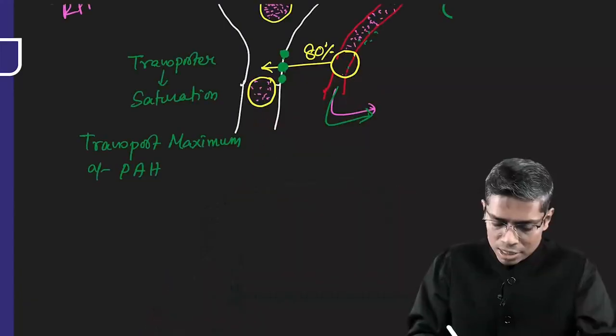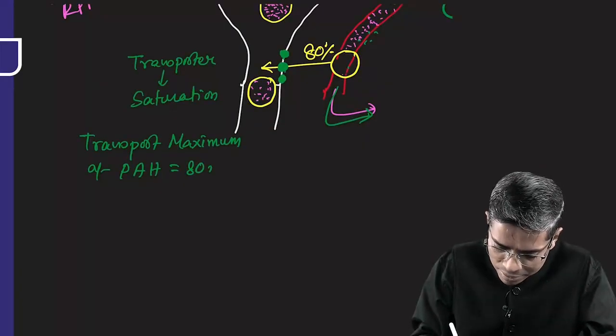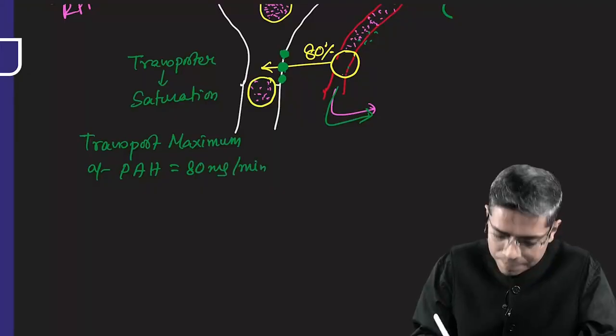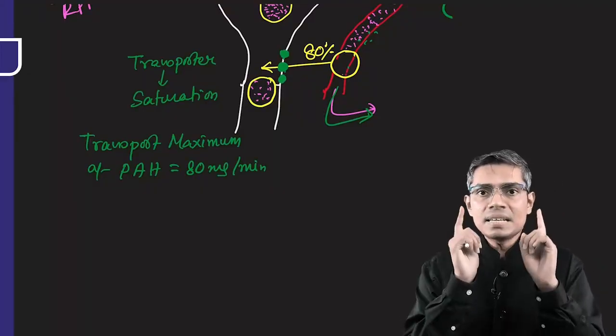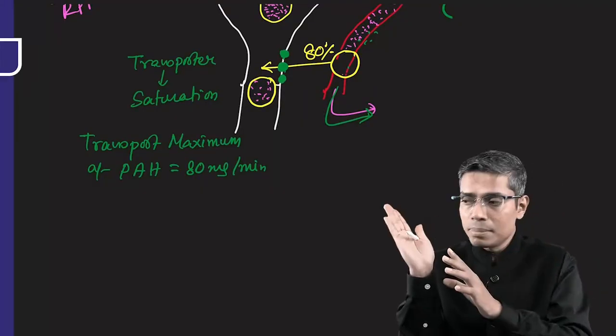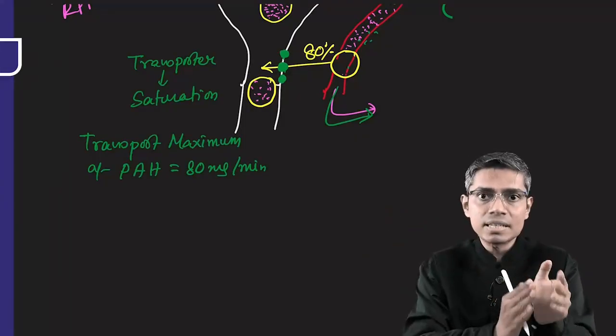For PAH, there is no absorption, but there is secretion. So I am trying to calculate what is the maximum amount of PAH that can be secreted at the level of proximal tubule by this transporter protein, by this carrier protein, in 1 minute. That number is known as the transport maximum of PAH. If you want to remember the value, it is 80 milligram per minute.